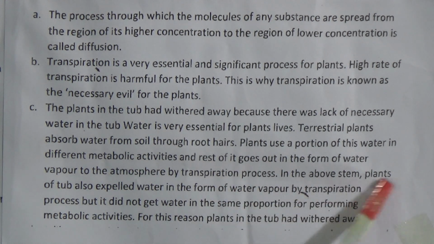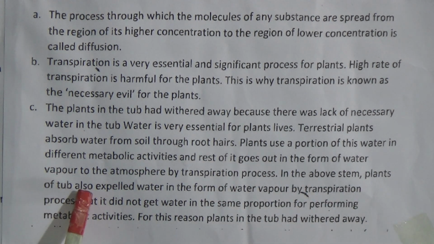In the above stem, plants of the tub also expelled water in the form of water vapor by the transpiration process, but it did not get water in the same proportion for performing metabolic activities. For this reason, plants in the tub had withered away. Now come to question number D. How did the plants become alive?